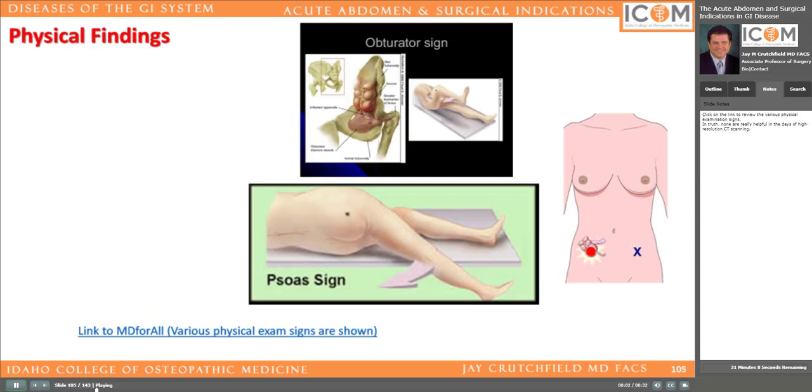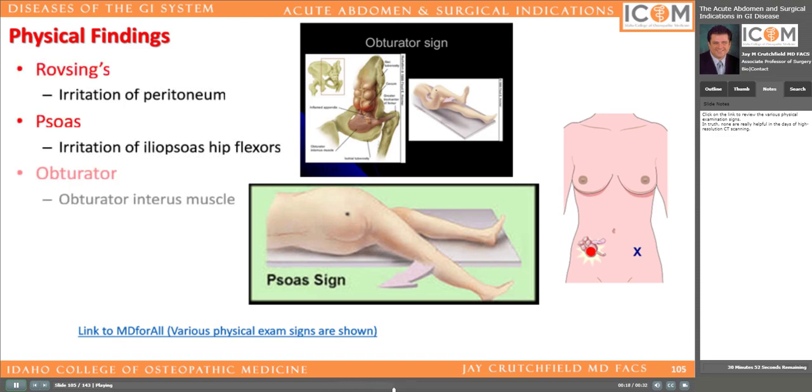There are a variety of physical examination signs which are supposed to be indicative of appendicitis, and you'll learn these in medical skills. If you click on the link provided, it'll take you to a site where all of these various physical exam signs are demonstrated. You'll learn about Rovsing, psoas, and obturator sign. In truth, with today's high-resolution CAT scans, most of these are not very helpful and often only complicate and make the examination even more ambiguous.